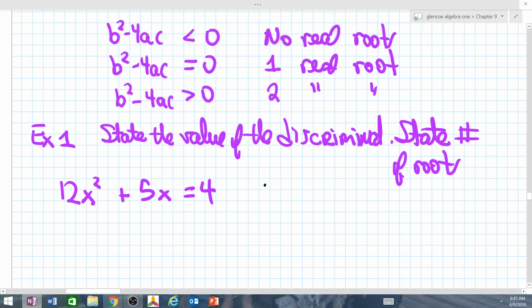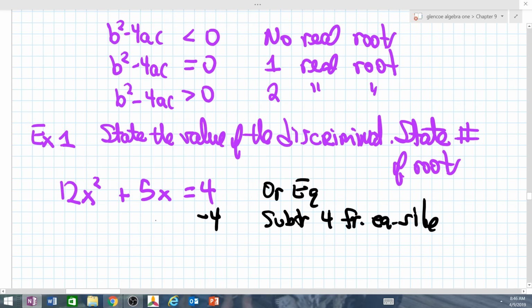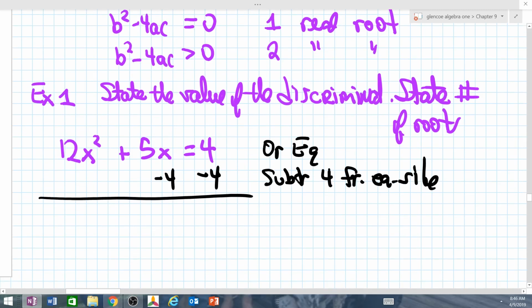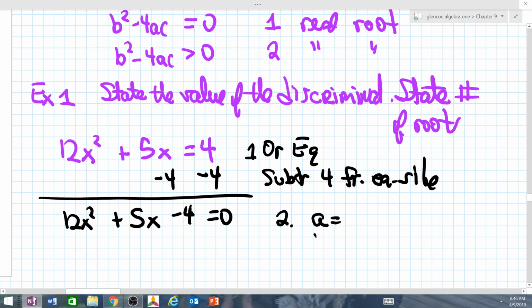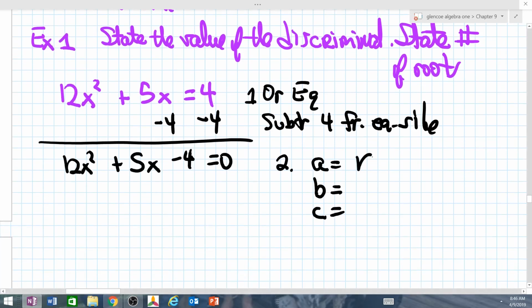So the first thing we need to do, here's my original equation. Before I can start, one side must equal 0, so I subtract 4 from each side. And I get 12x squared plus 5x minus 4 equals 0. So what we want to do now is identify what A, B, and C are. What does A equal, class? What does B equal? What does C equal?